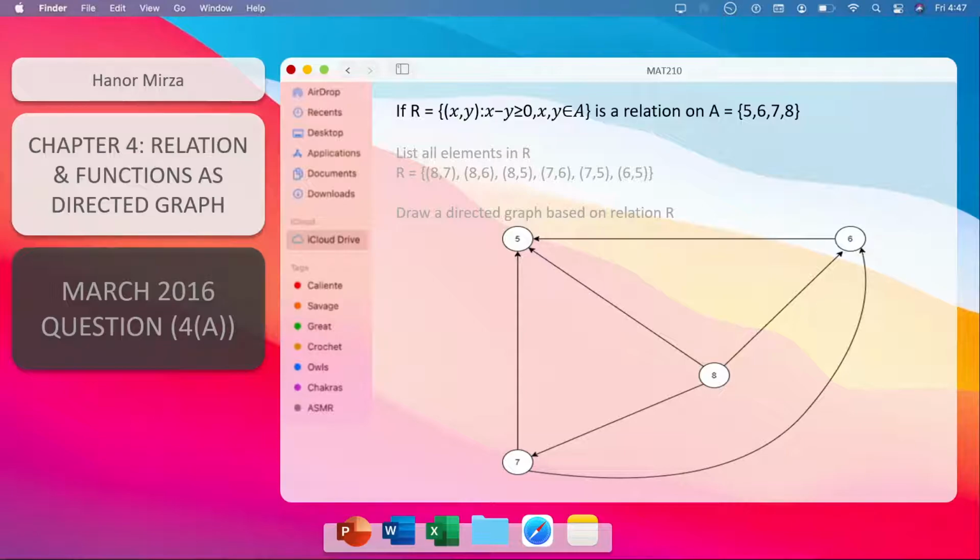So move on to question 2. You have to draw a directed graph based on relation R. To draw a directed graph, each connected vertex must have an arrow. So for example, this is the graph I drew. It's possible to get a different outcome, but for this question, I got this graph. So for 8, 7, 5, and 6, all have 3 degree.